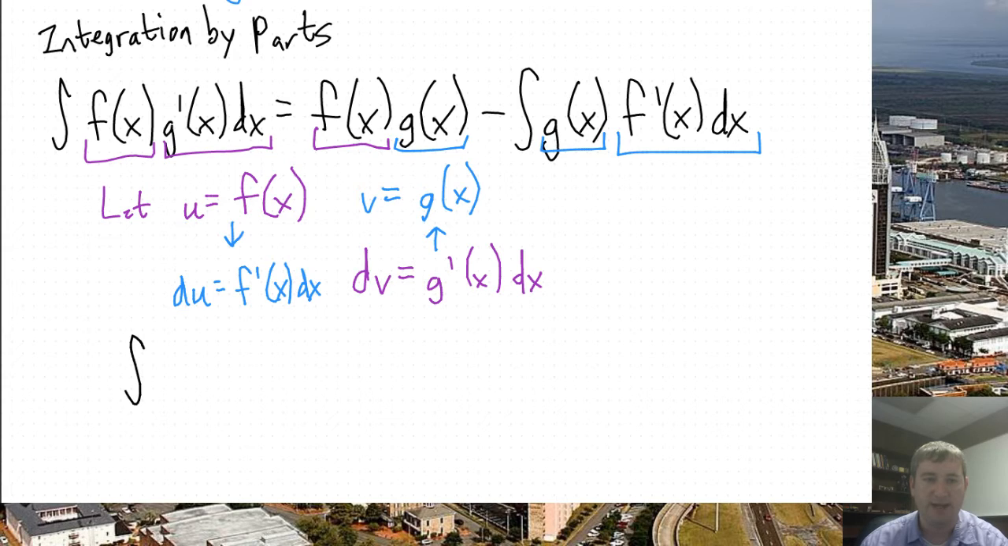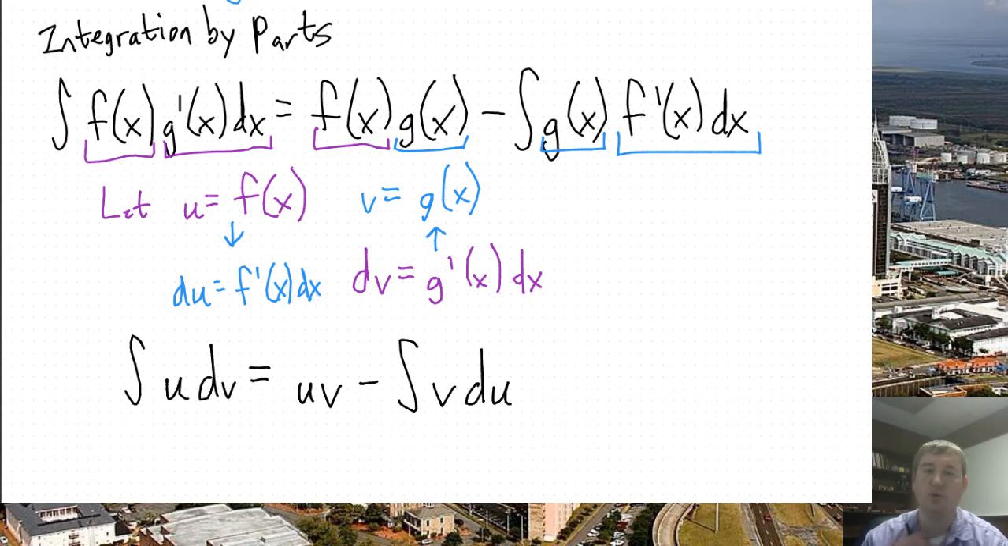My f of x becomes a u. My g prime of x dx becomes a dv. I've got f times g, that's u times v, minus the integral. I've got a g of x is v, an f prime of x dx, that's a du. And so that's the shorter version of integration by parts that you'll often see people use as well.